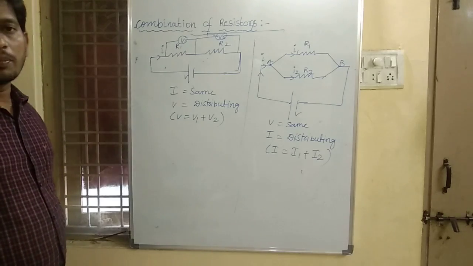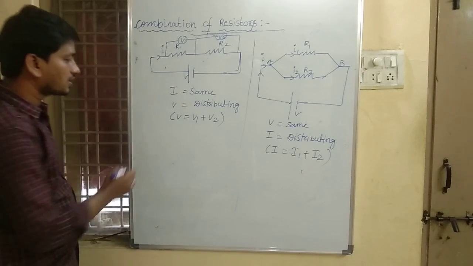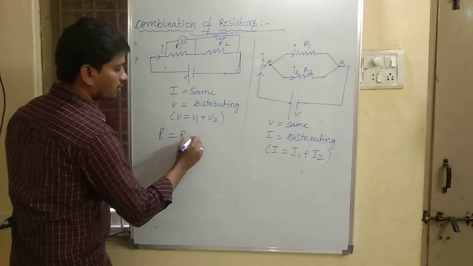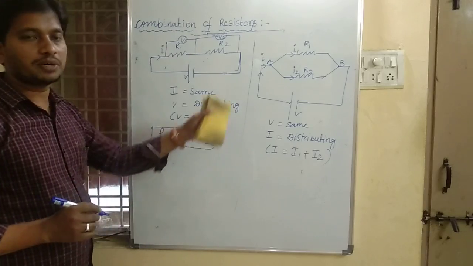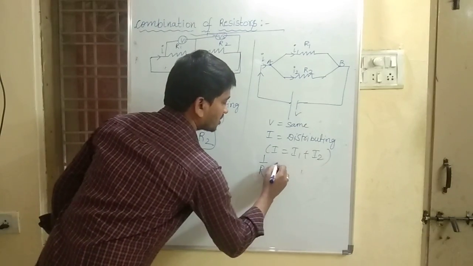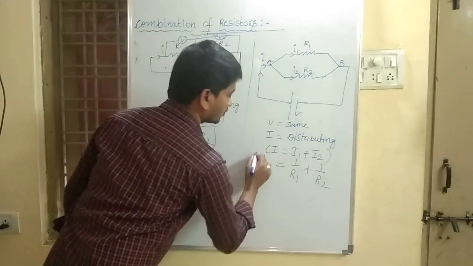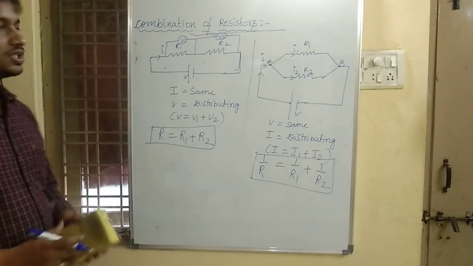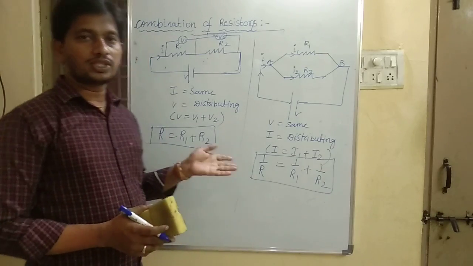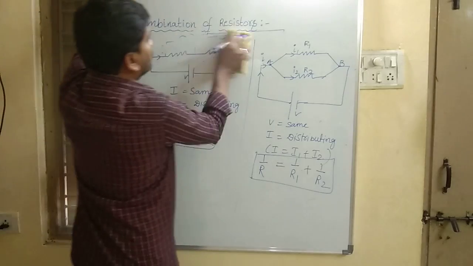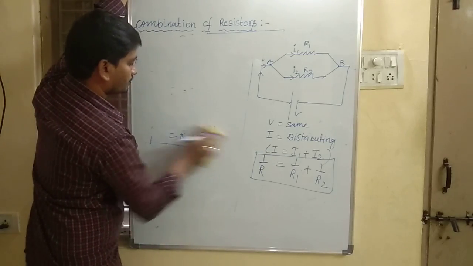So what is the combination's equivalent resistance? When two or more resistors are connected in series, the formula is R equal to R1 plus R2. When resistors are connected in parallel, the equivalent resistance is 1 by R equal to 1 by R1 plus 1 by R2. This is the difference between series connection and parallel connection. Based on this, let us do some numericals also. Numerical problems based on series connection and parallel connection.